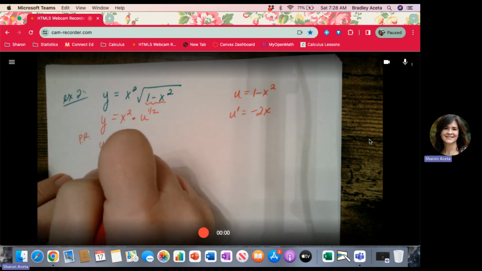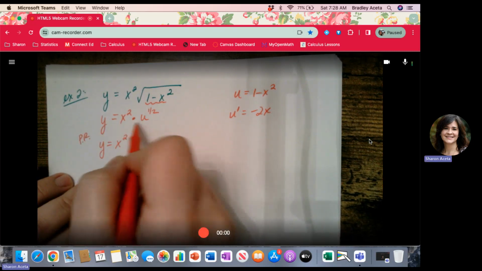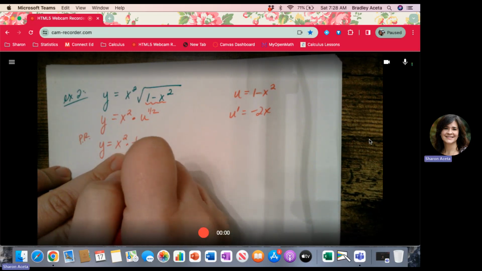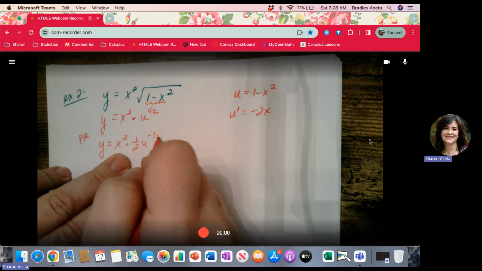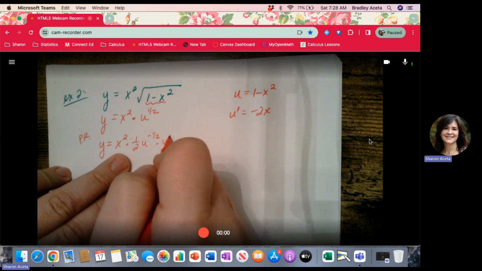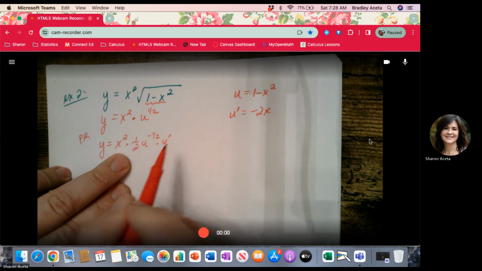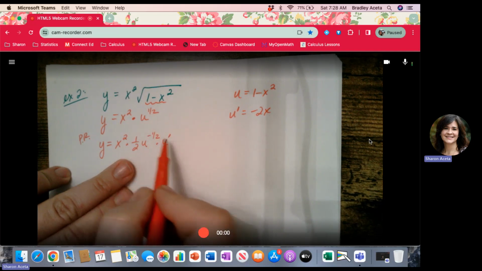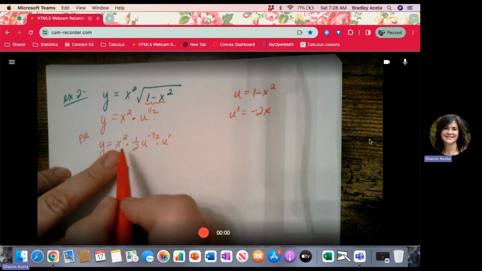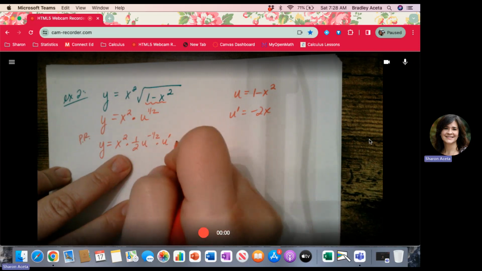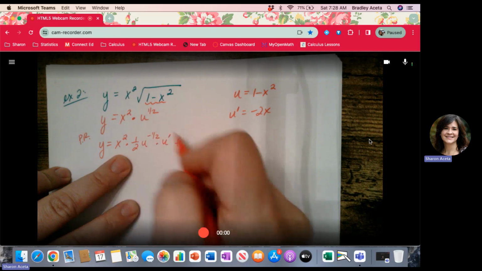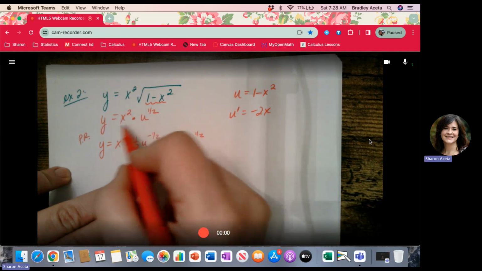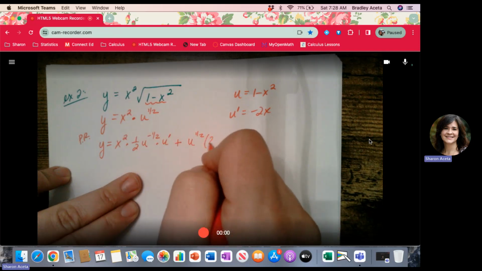Product rule says first times the derivative of the second. The derivative of u to the 1/2 is 1/2 u to the negative 1/2. But because it's a u, you have to attach the chain. Right? 1/2 minus 1 would be u to the negative 1/2 times the chain. So first times derivative of the second plus the second times the derivative of the first. The derivative of x squared is 2x.